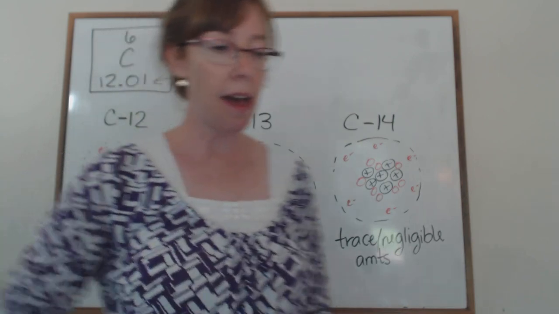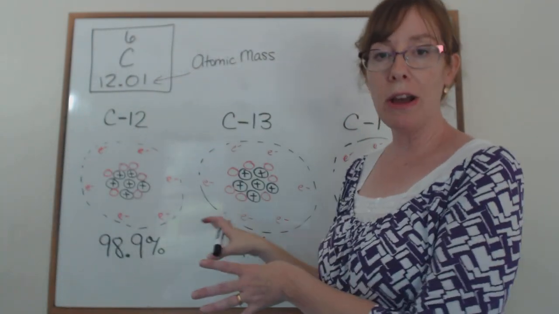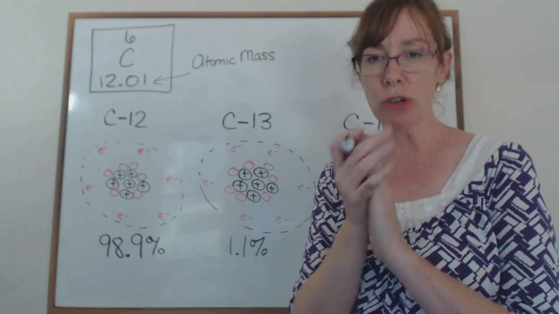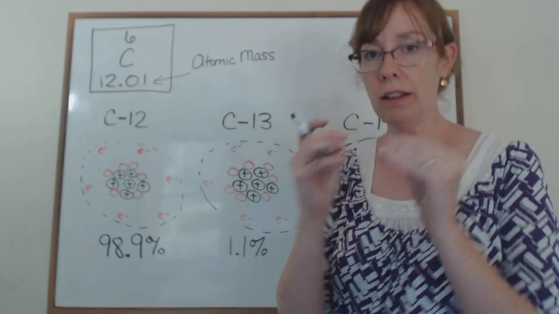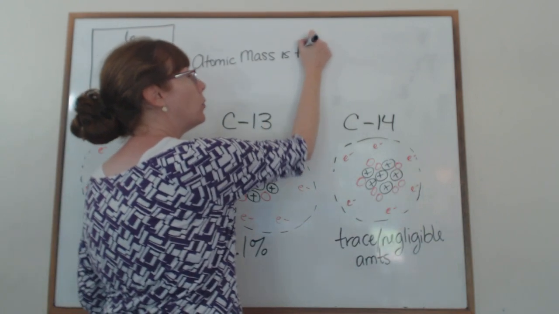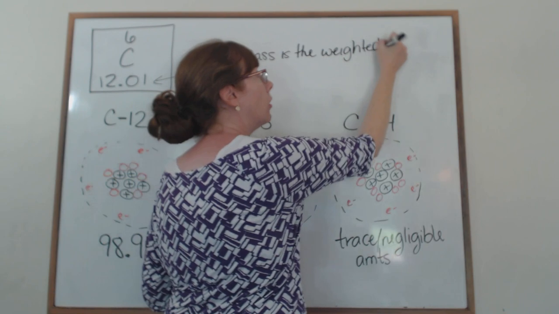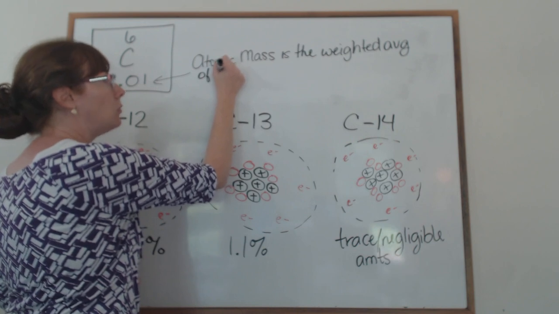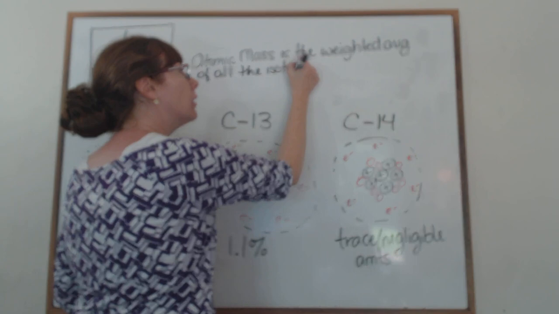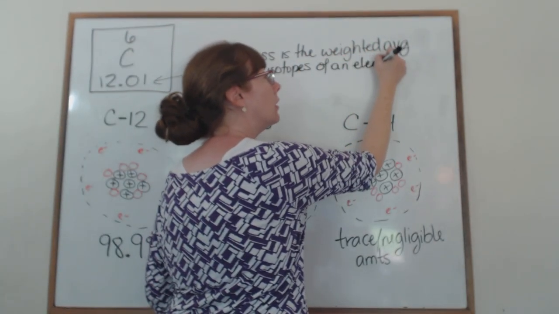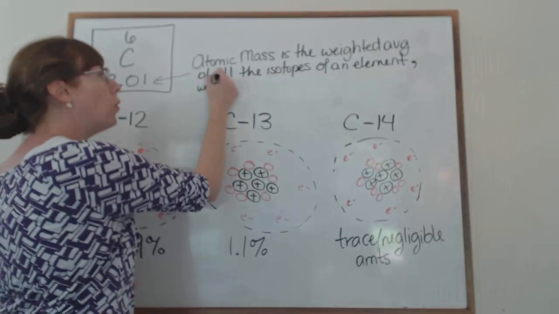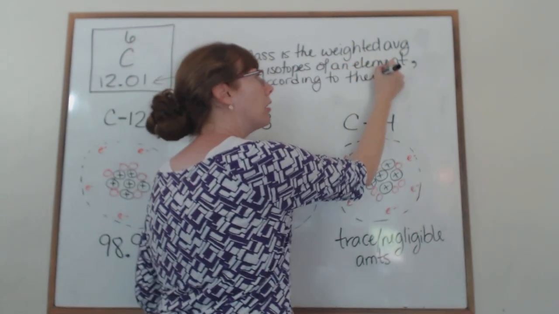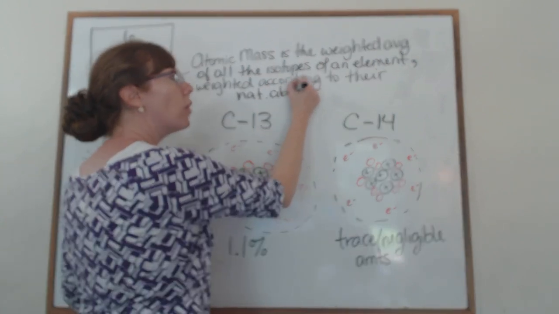Okay, now that we have a little bit more information about isotopes, let me revisit that definition just a little bit. The atomic mass, I think I told you it was the mass of an average or a typical carbon atom. Let me refine that a little bit. The atomic mass is the weighted average of all the isotopes of an element, and they are weighted according to their natural abundance or their prevalence.